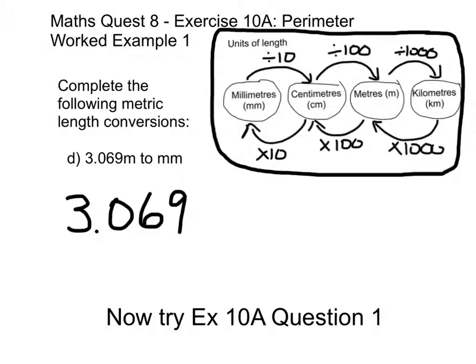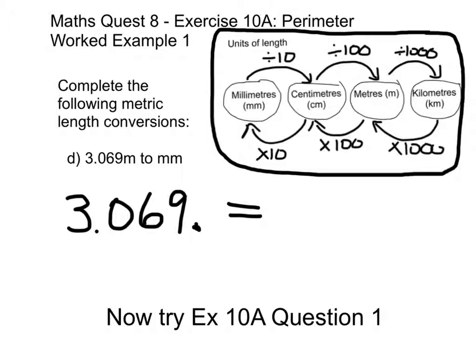So how many zeros, if we're starting in meters and then we're going to millimeters, how many zeros have I got? I've got 1, 2, 3. So what that says to me is I've got to jump my decimal place 3 jumps, and they've got to be to the right because we're multiplying. So let's jump it. So 1, 2, 3. So my new decimal place will be here at the end.